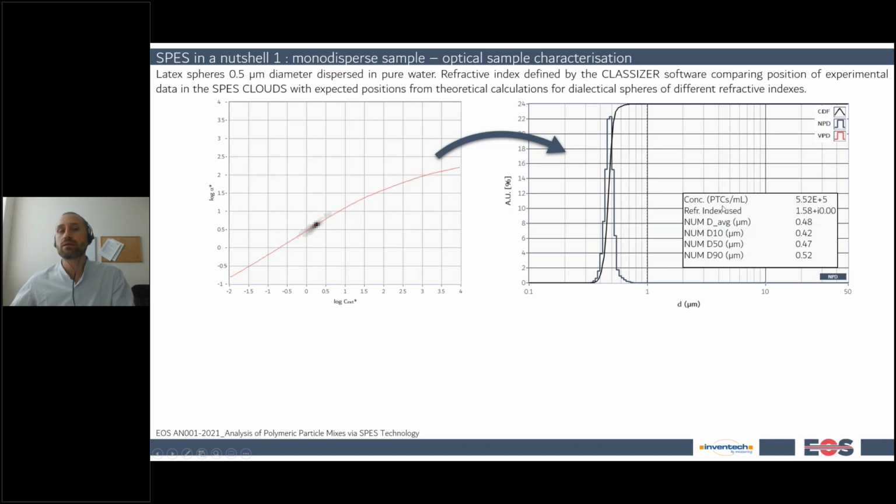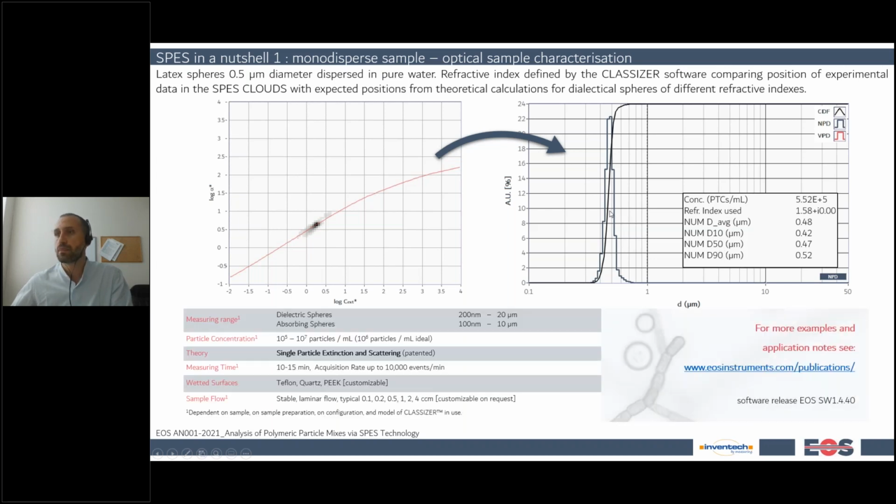We count how many particles there are per milliliter, so it is quantitative information about the number of particles per milliliter with a given optical property, and all this information about the sizes is provided as well to the user. The technical features, let's say, of SPES are the following. We are able to measure particles starting from 100 nanometers in diameter, depending on the material, up to 20 microns in diameter. The typical particle numerical concentration is from 10 to the 5 up to 10 to the 7 particles per milliliter.